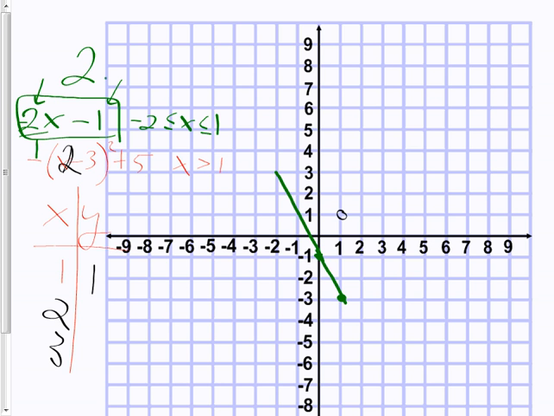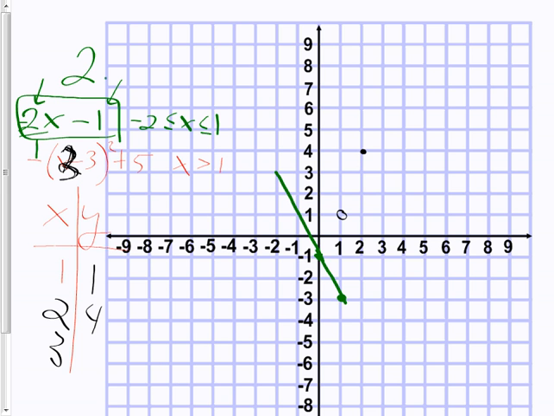2 minus 3 makes negative 1. Negative 1 squared is 1. Make that negative. Negative 1 plus 5 is 4. 2 comma 4. Over 2, up 4. Okay, and this is a parabola, so it would be really hard to freehand. So that's why doing these points is smart.